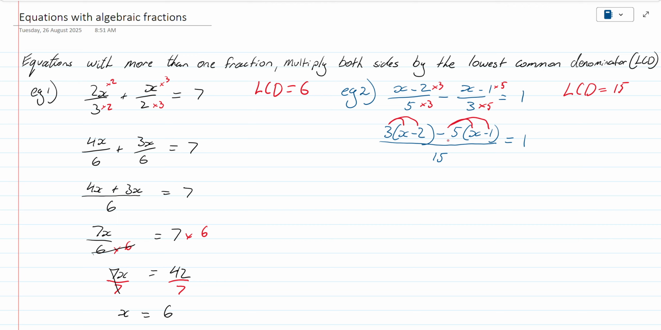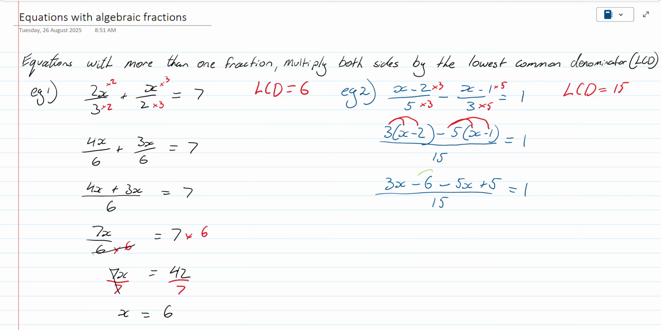This next line, I'm going to carry out this multiplication. And remember that when you multiply the 5, you're taking that minus with you. That's a negative 5 that's going to be multiplying across those two terms in the brackets. So 3 times x gives us 3x. 3 times negative 2 gives us negative 6. Negative 5 times x gives you negative 5x. Negative 5 times negative 1 gives you positive 5 over 15 equals 1.